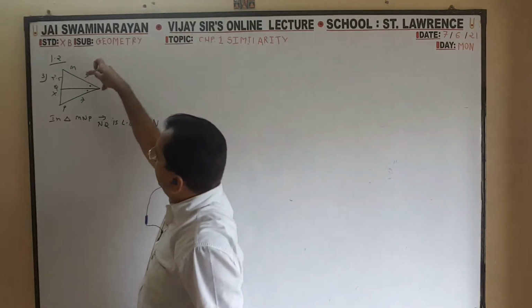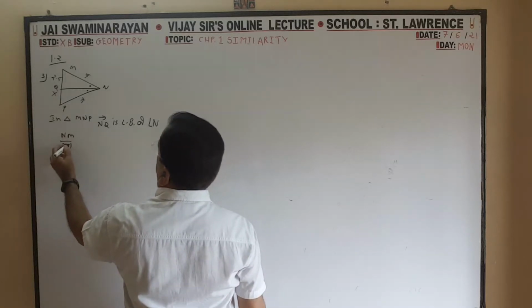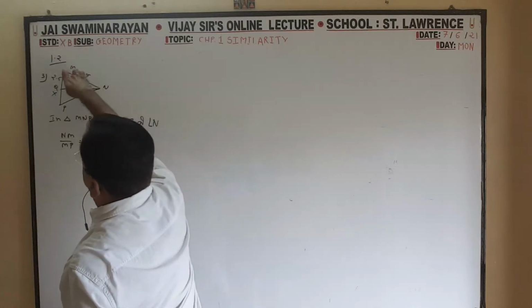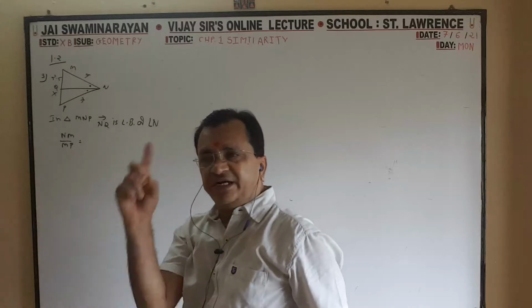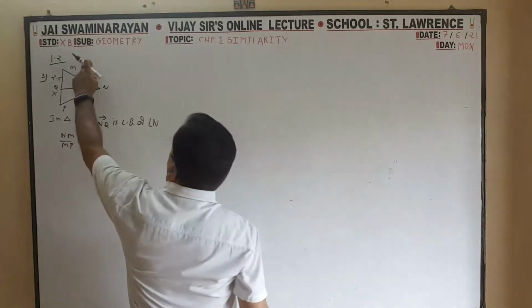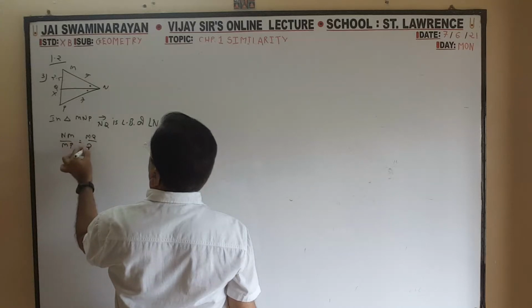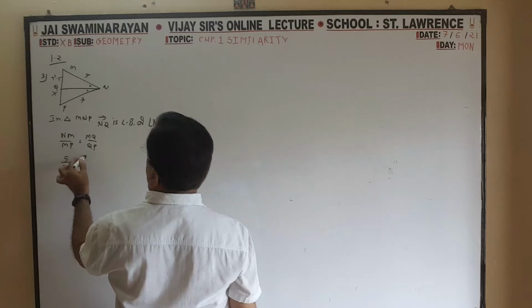Therefore, upper divided by lower. Upper I have taken, so this by this, so this by this. If I will take lower by upper, lower by upper. Left side, right side, same rhythm. So upper by lower, upper MQ by QP. So this is 5 by 7.